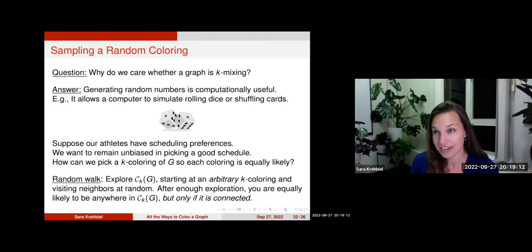So there's a general procedure that we can take. The basic idea is that we're going to start at an arbitrary coloring. I'm not going to call this random because there might be a bias. Maybe the coloring that I'm starting with is the coloring where I don't have to wake up early to go to ice hockey practice. But what I want to do then is visit all of the neighbors in the coloring graph. So I'm going to take my arbitrary coloring and one by one, make changes to the scheduling of one team and then make changes to the scheduling of another team and so on. It's mathematically true that after you make enough of these random changes, you are equally likely to be anywhere in the coloring graph. So that is a perfectly fair coloring, but that's only true if the graph is connected. If the graph isn't connected, then making these little changes isn't going to get you from one disconnected piece in the graph to another disconnected piece in the graph.